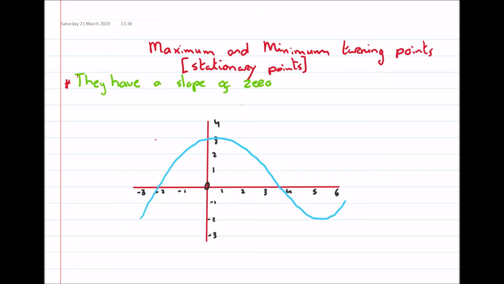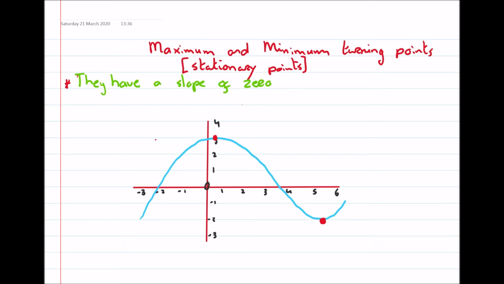In this video we're going to look at maximum and minimum turning points. Another name for it is stationary points. I'm just going to point at this graph and I'll show you where its maximum and minimum points are. Its maximum point is here, its minimum point is here.